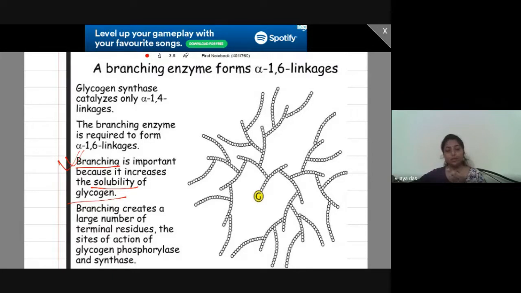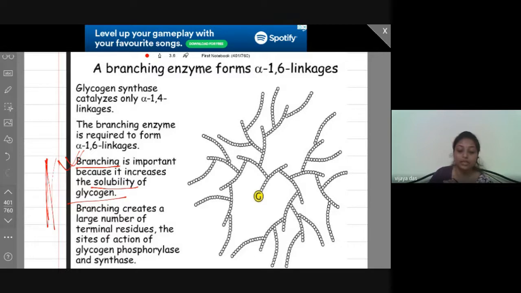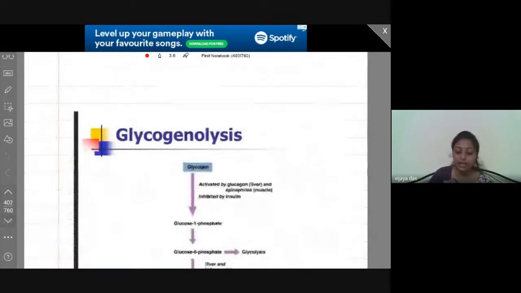So what will happen, your space will be limited, you cannot keep more packets. But if you are stacking them one after the other, then you can keep many more packets in the same space. In the same way, glycogen creates branches so that more glucose can remain in the muscle, and that is how it increases the solubility of the glycogen molecule in the muscle cells or in the liver cells. So basically the branching is important so that the solubility can be increased.